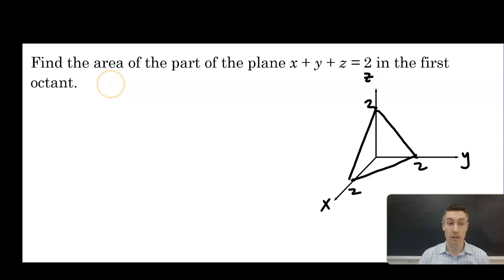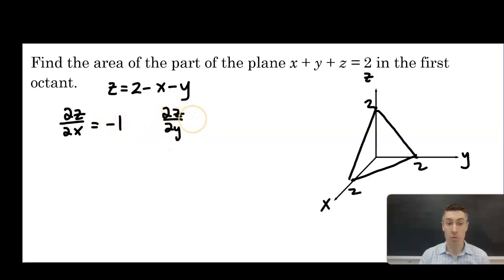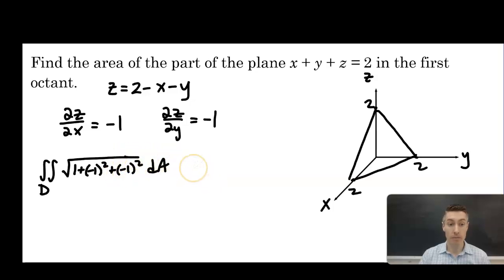So we can solve this explicitly. So we could say z equals 2 minus x minus y. Right? So we have an explicitly defined surface. So instead of using the function notation, I'll just use the partial notation. So partial of z with respect to x, that's negative 1. Partial of z with respect to y, that's also negative 1. So we're going to set up the double integral over the region D of the square root of 1 plus negative 1 squared plus negative 1 squared dA. So that means we have square root of 3 times the double integral over D of 1 dA.